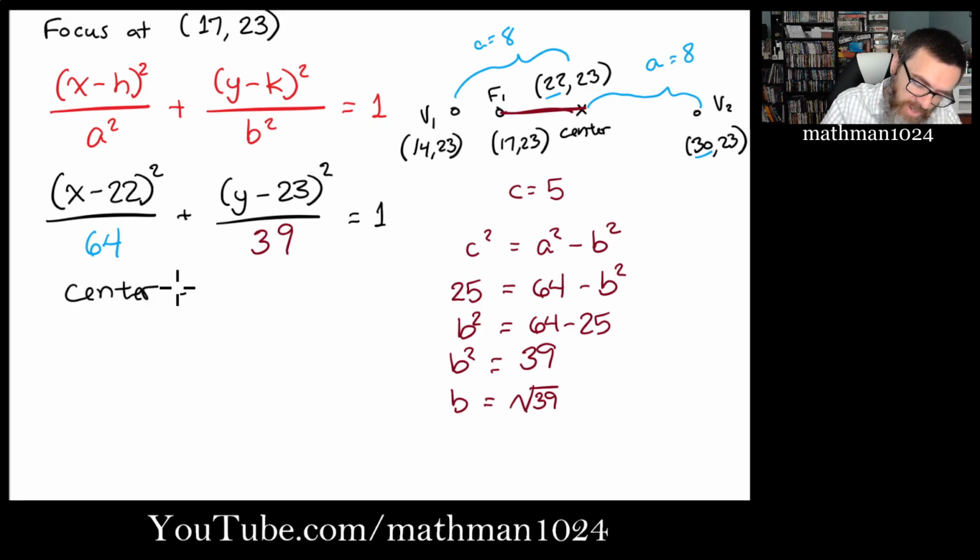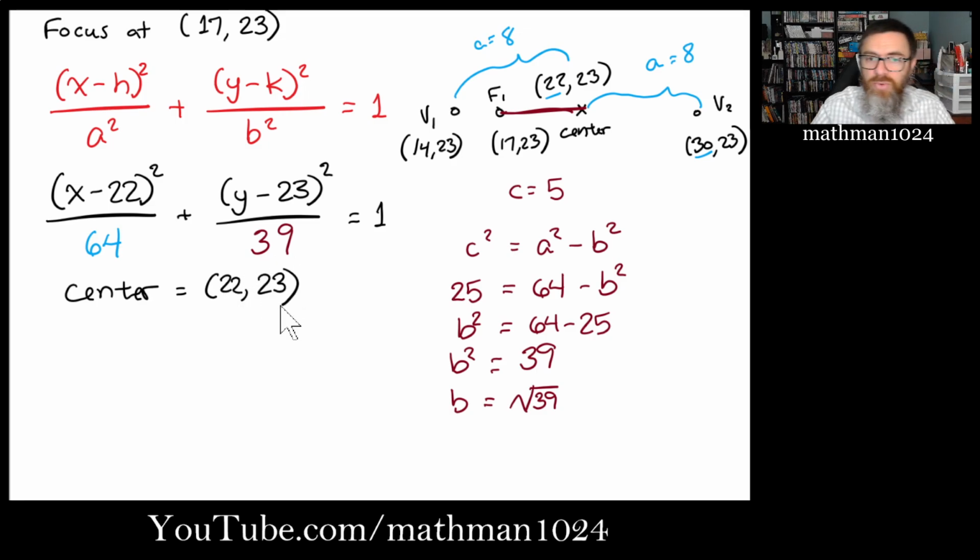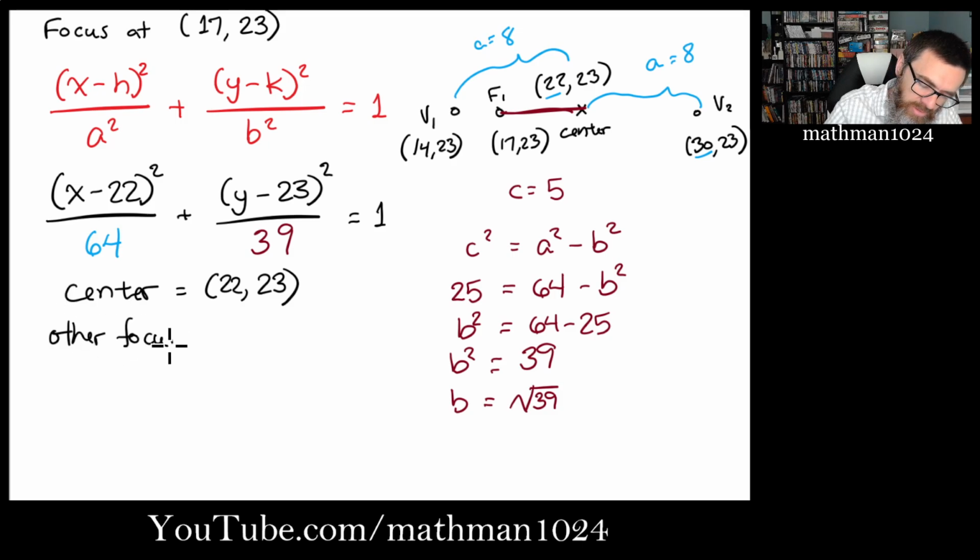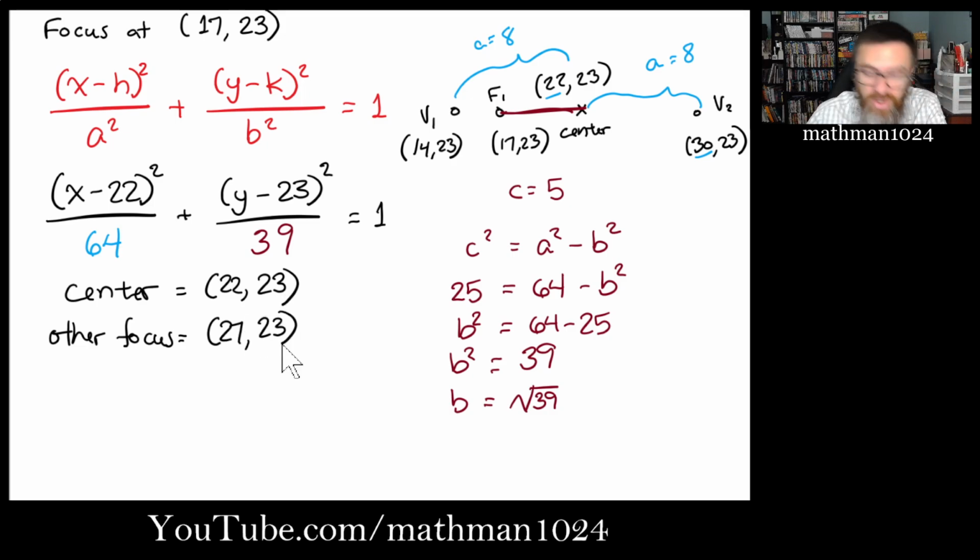The center we found is at the ordered pair (22, 23). Your vertices were already given. I don't need to write that again. Your other focus. All right, so remember, c is 5. So 5 to the left was one focus. 5 to the right, (27, 23), will be your other focus. Okay, so the focus, we already talked about the vertices.